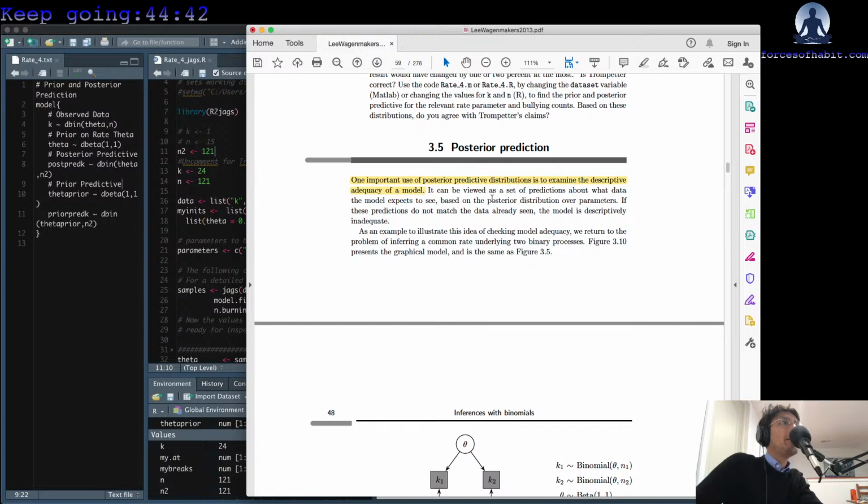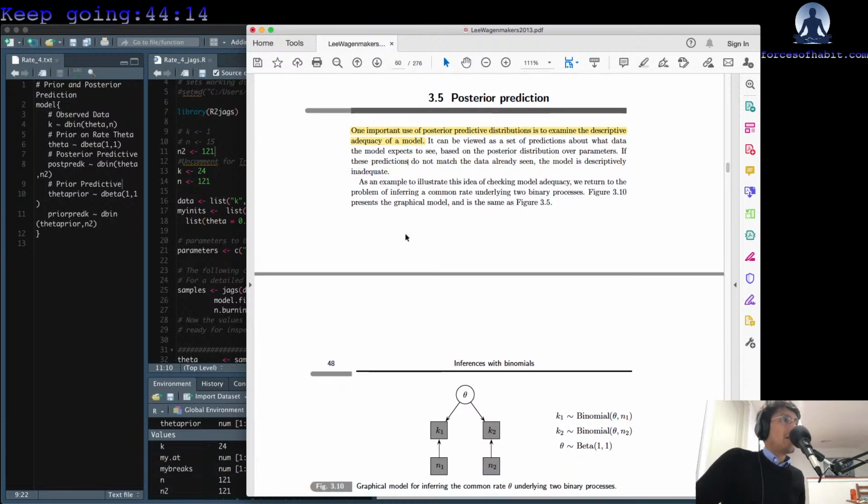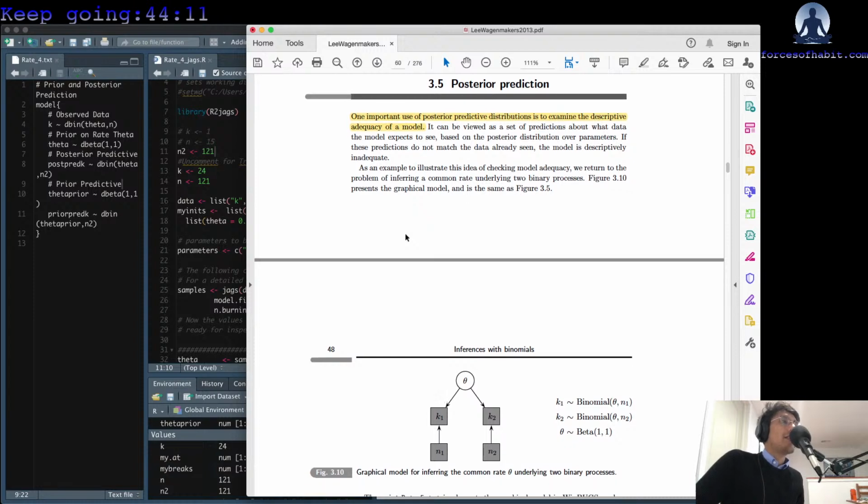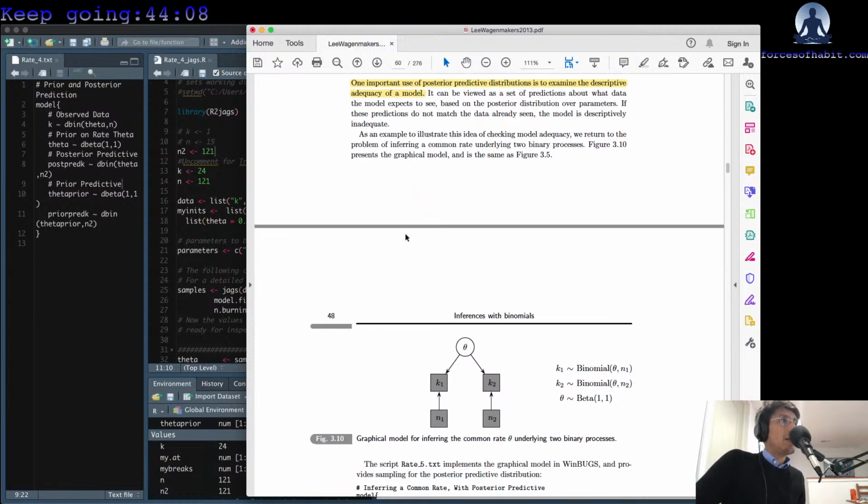All right, so it can be viewed as a set of predictions about what data the model expects to see based on the posterior distribution over the parameters. It's a great way to check. So we updated our priors. We have this posterior. Let's put it on some data. Are we doing all right? Is this an adequate, or good enough, representation so that we can make inference about whatever the parameters mean in that case?